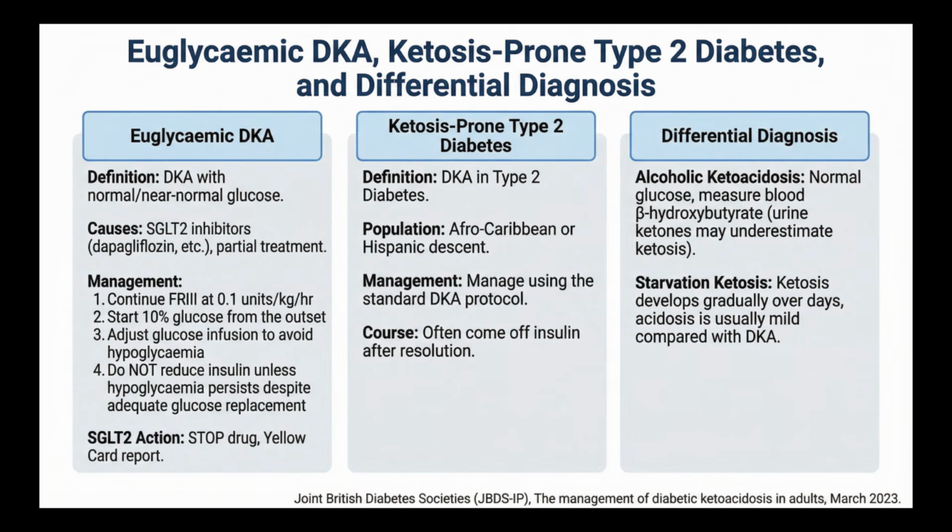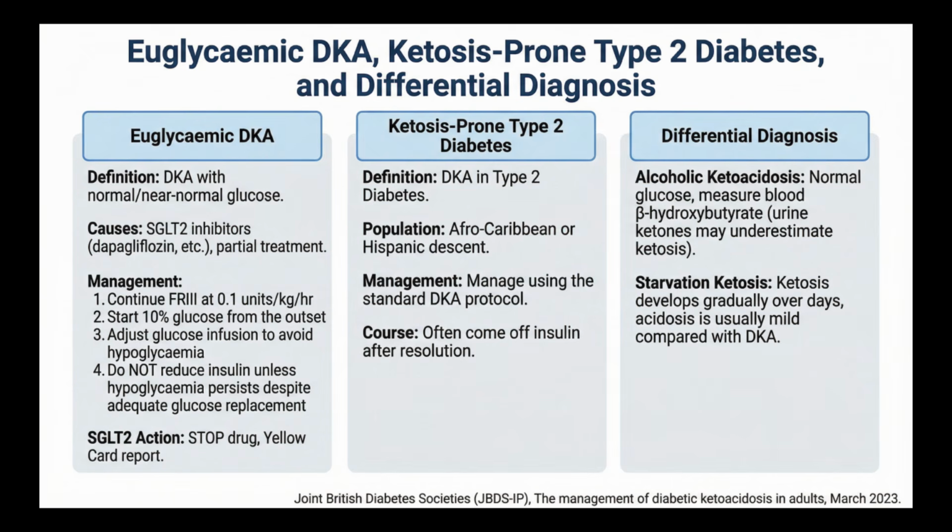Differential diagnosis. Not every ketotic acidosis is DKA. In alcoholic ketoacidosis, glucose is often normal. Measure blood beta-hydroxybutyrate because urine ketones may underestimate ketosis. In starvation ketosis, ketones develop gradually over days, and the acidosis is mild compared with DKA.